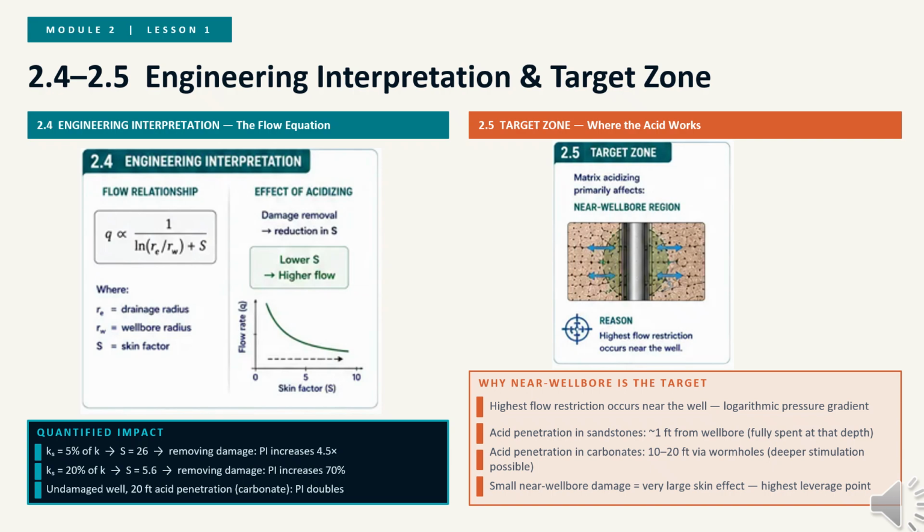Now look at where this works. Sandstone, about 1 foot of penetration. Carbonate, up to 20 feet through wormholes. That is enough. Because the near-wellbore controls the whole system. You do not need to treat the entire reservoir. You only need to remove the choke.